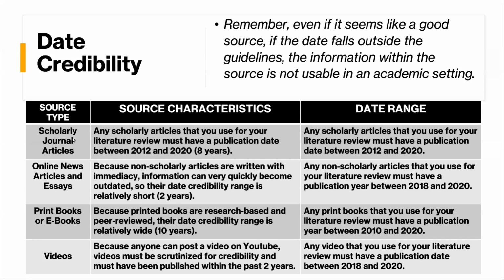So when you're looking for a scholarly journal article, it needs to be published within the past 8 years, which means it needs to be published between 2012 and 2020.